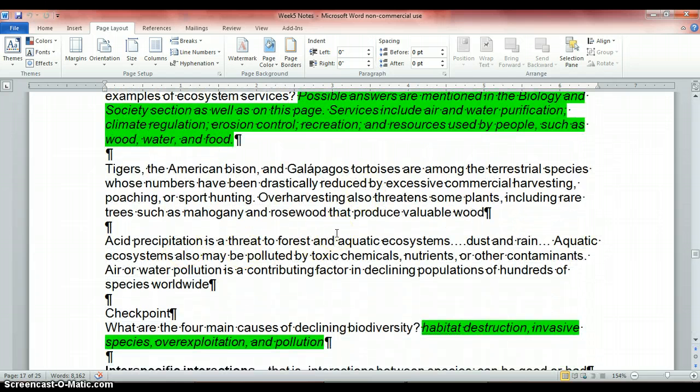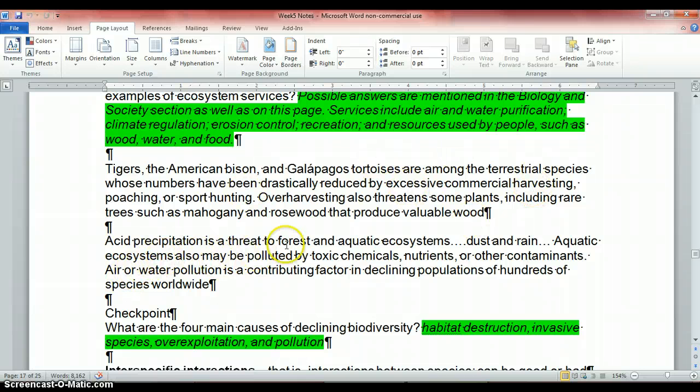Tigers, the American bison, the Galapagos tortoises are among the terrestrial species whose numbers have been drastically reduced by excessive commercial harvesting, poaching, or sport hunting. Overharvesting also threatens some plants, including rare trees such as mahogany and rosewood, that produce valuable wood. Think about seed banks in here and what we do to try to save some of these.